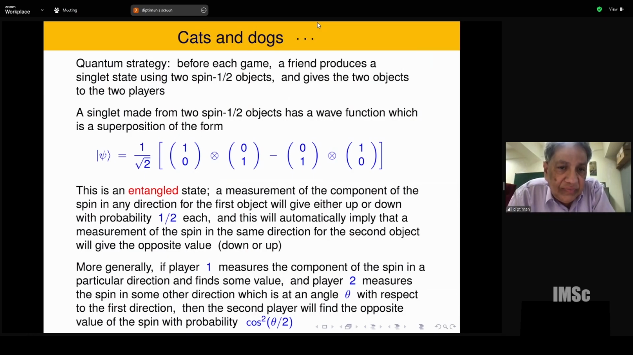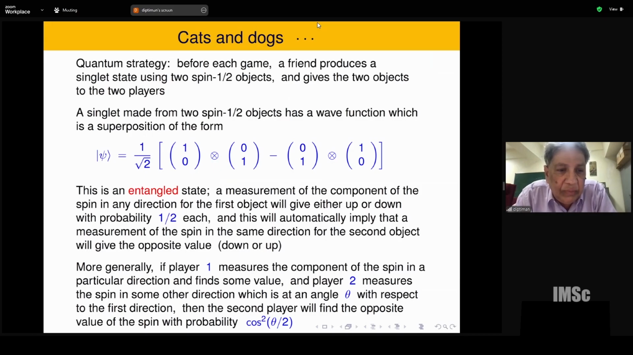Now, the singlet, this we saw in the morning. The singlet is made out of two spin half objects, and it has a wave function which is a superposition of the following form. It can be in the state 1, 0 times 0, 1. So for player 1, it's 1, 0. For player 2, it's 0, 1 with an amplitude 1 by root 2, minus the state in which player 1 is 0, 1 and player 2 is 1, 0, again with 1 by root 2. So it turns out that this is what is called an entangled state.